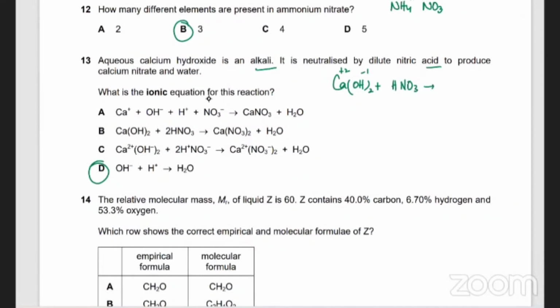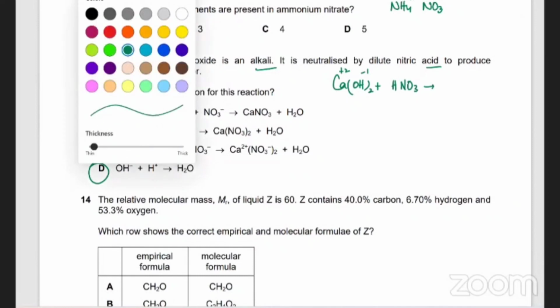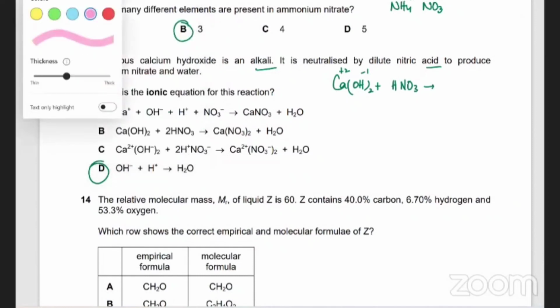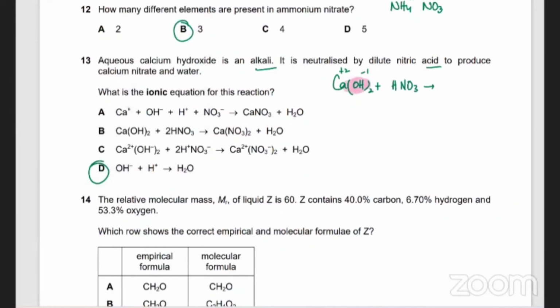Now, in any alkali acid reaction, the base produces OH and the acid produces H, and the two combine and form water. And whatever is left, that's your salt. So it's calcium plus 2 and NO3 minus 1 that's left. So what will its formula be? Ca(NO3)2. So in any alkali acid reaction, the ionic equation is this.